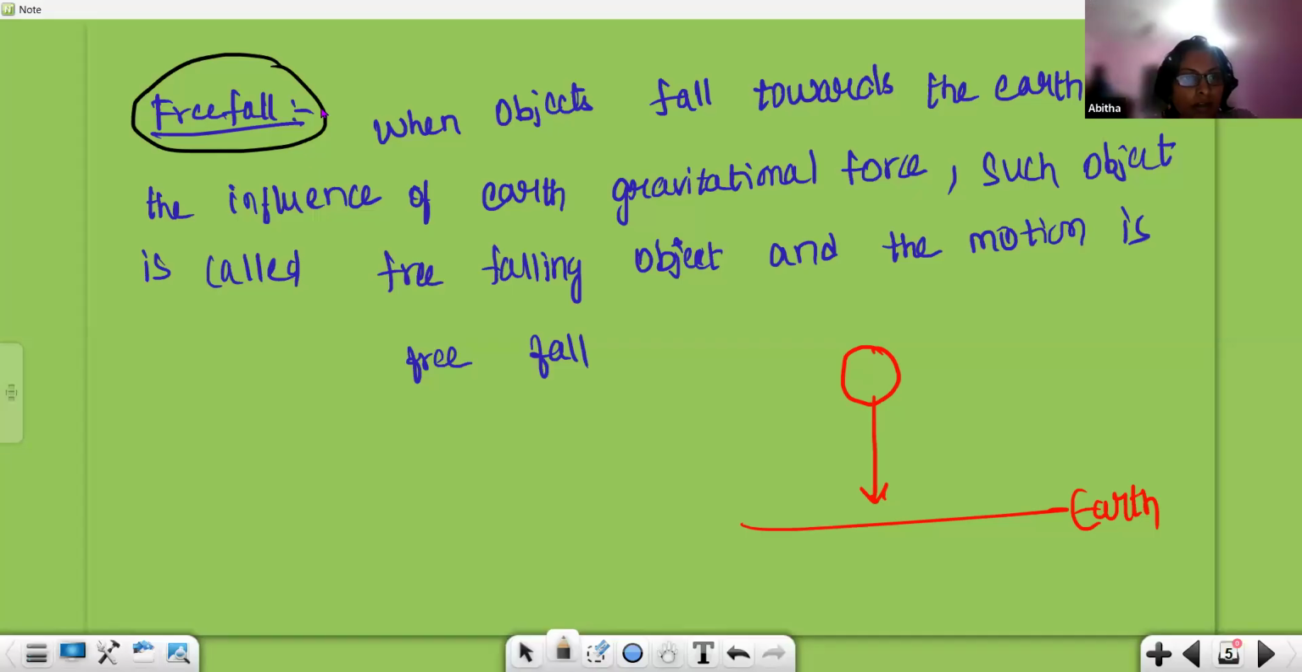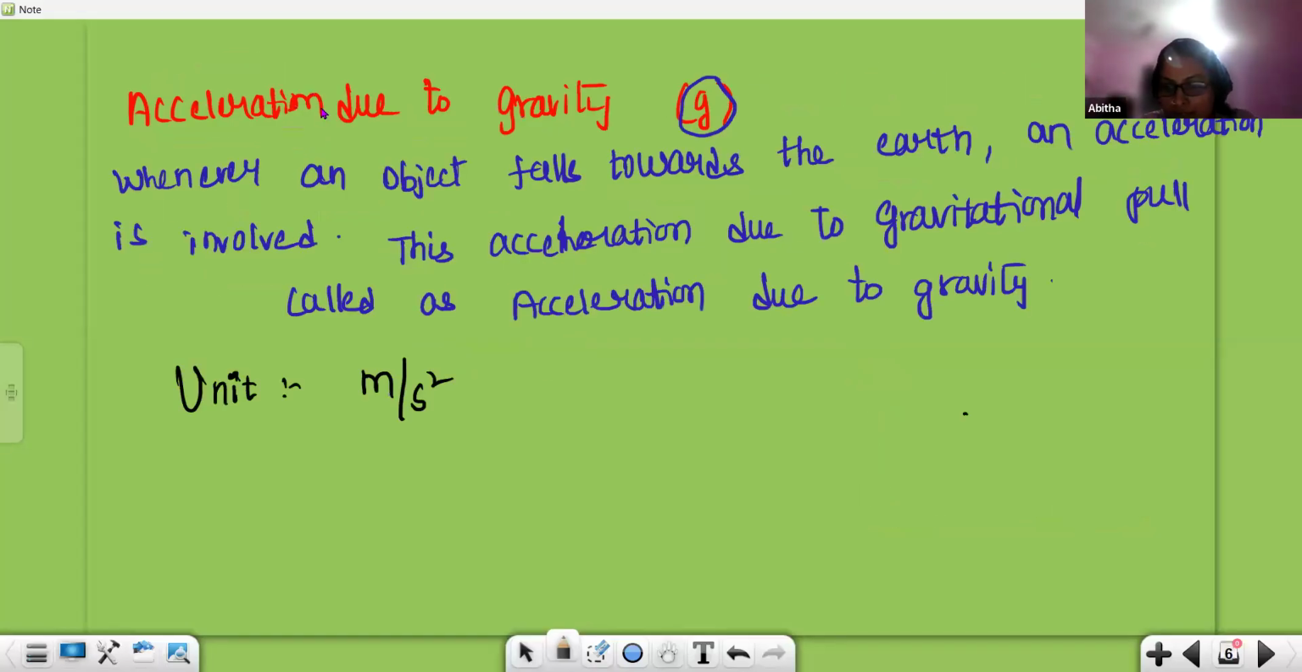Very good. And what is acceleration due to gravity? Whenever an object falls towards the earth, an acceleration is involved. This acceleration due to gravitational pull is called acceleration due to gravity. Can you tell me what is a free fall? So free fall is when an object falls towards the earth, then acceleration is involved. Oh no, what is free fall?